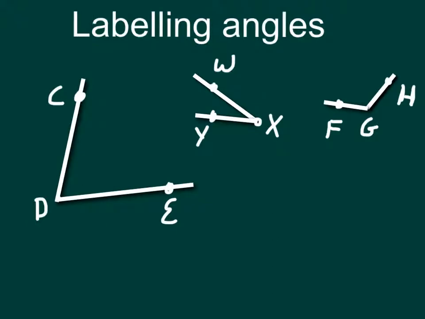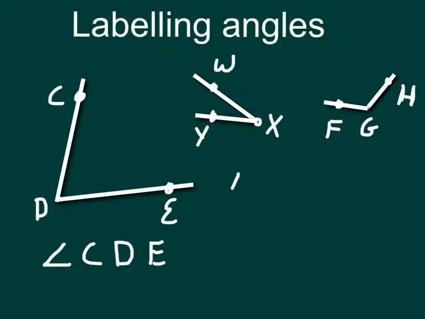So now we're going to review labeling angles. Really easy. When you label an angle, you use the angle symbol. And then you always start on one ray. So in this case, C. And then the point where they meet is D. And then the other ray, E.